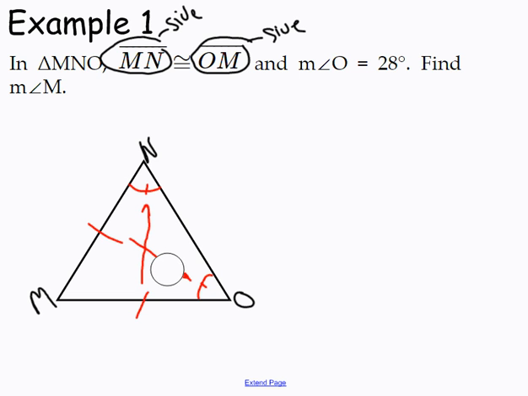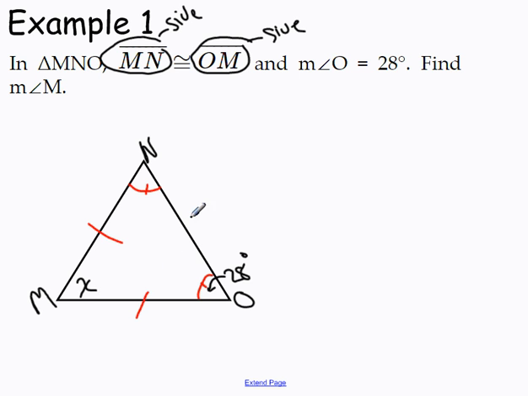And I'm just going to erase these things so it doesn't get too cluttered. So I got my two equal sides, and I got my two equal angles opposite those sides. And what it says is that angle O is 28 degrees. So this is 28 degrees. Find the measure of angle M. So I can label this X. Well, how can I solve for X?